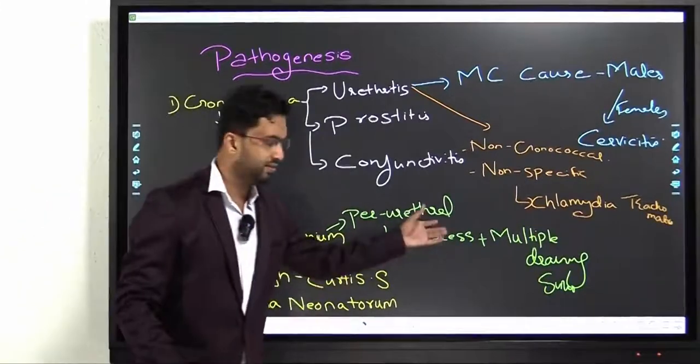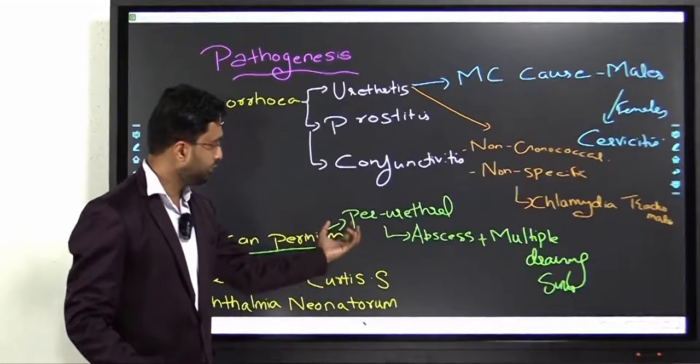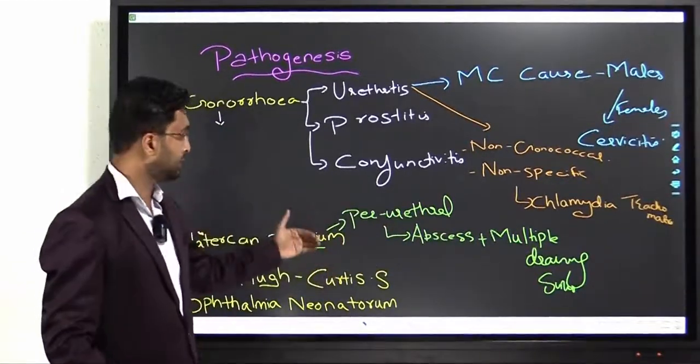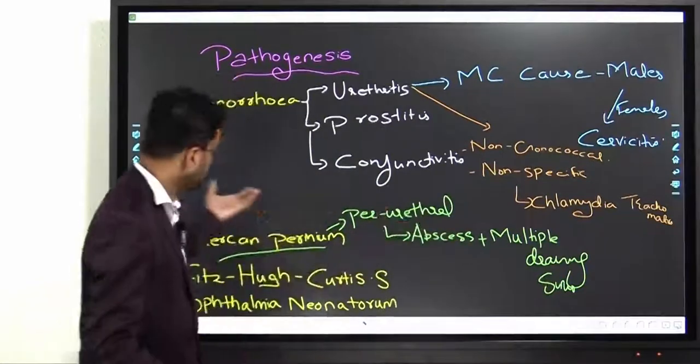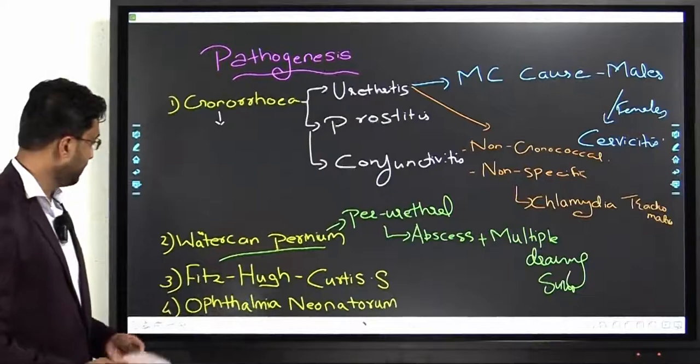Where draining sinuses, watering can perineum, kind of draining. So if it affects periurethral tissues, it will be abscess plus multiple draining sinuses, and this condition is known as watering can perineum. Very, very simple, isn't it?